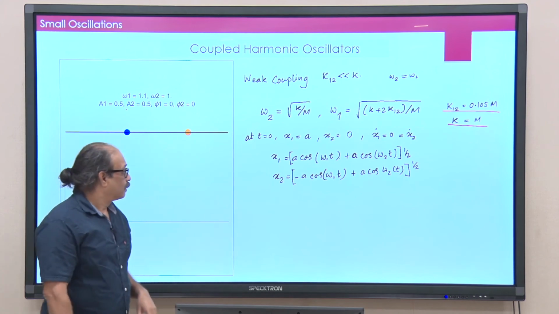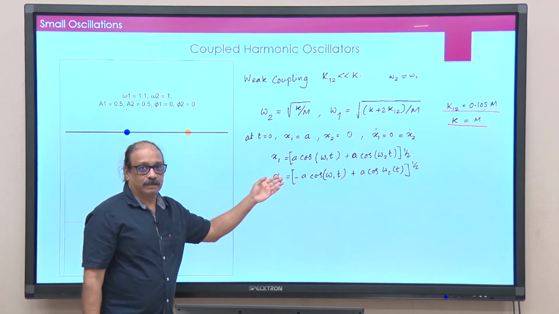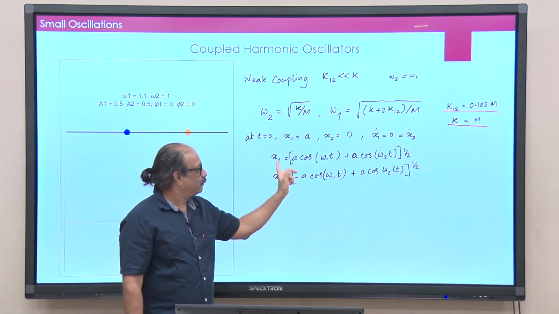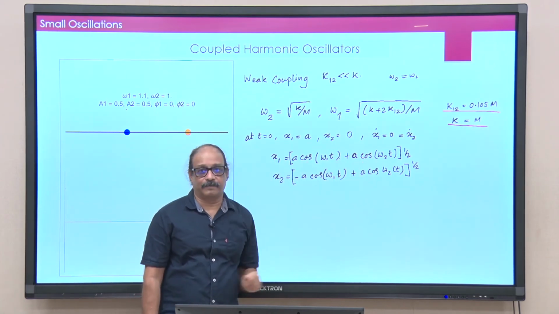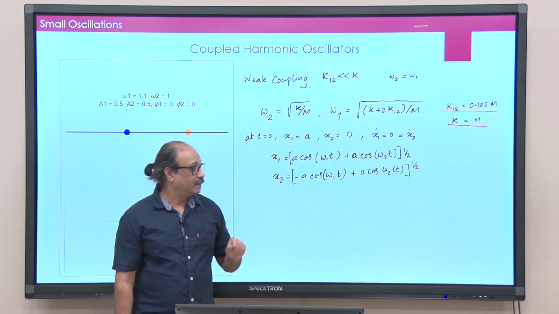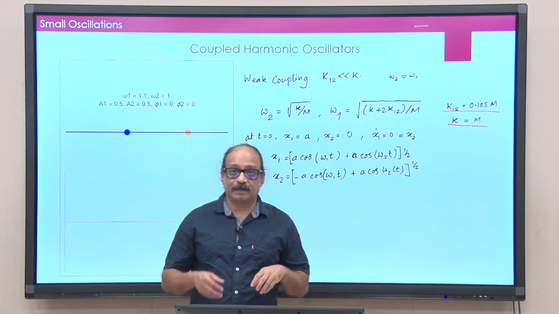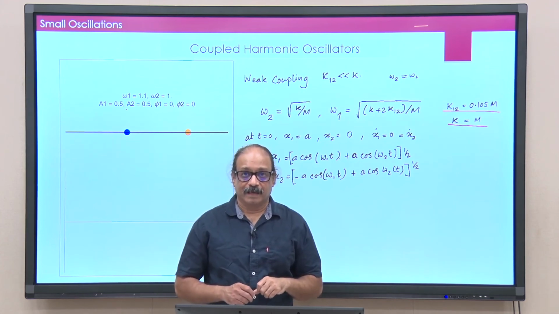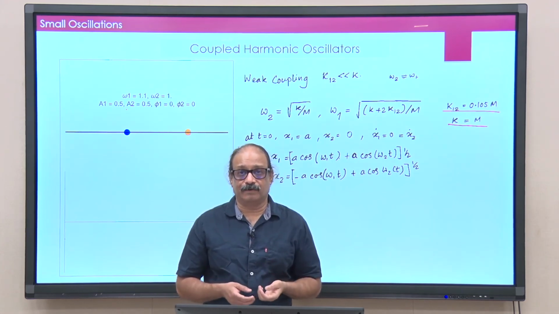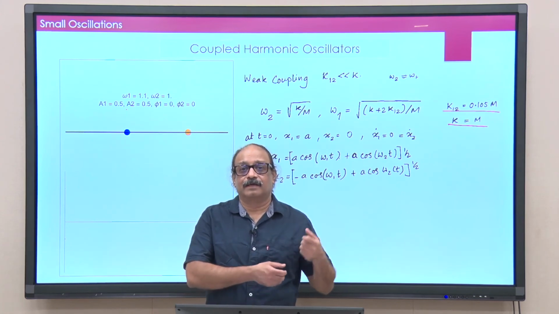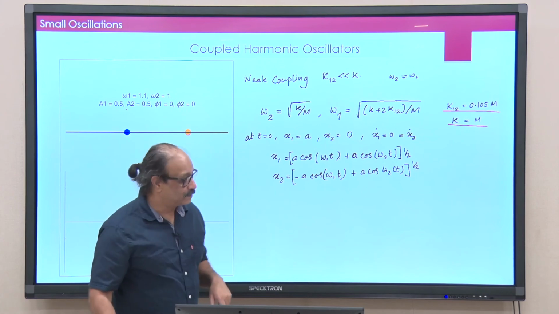Because A1 and A2 are both non-zero, x1 is basically a linear sum of two cosine terms with frequencies omega 1 and omega 2, which are nearly equal. And what does that remind you of? The phenomenon of beats. So, something similar you should be expecting here, and that is exactly what happens.